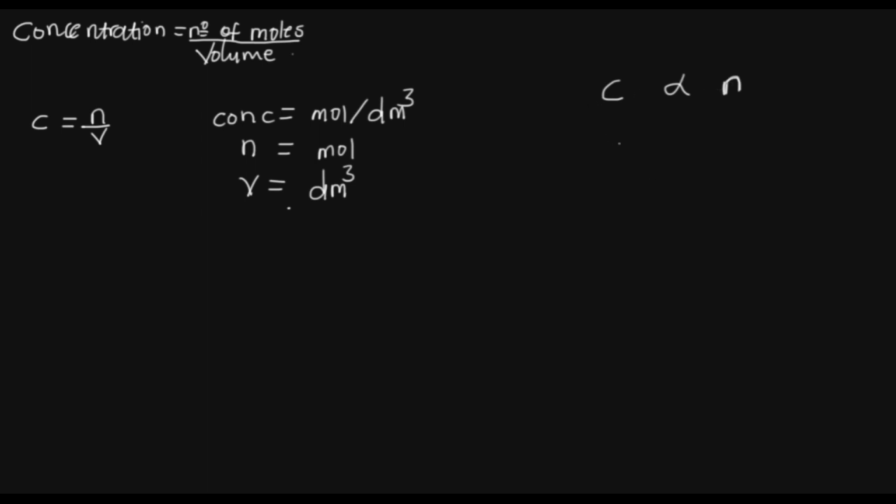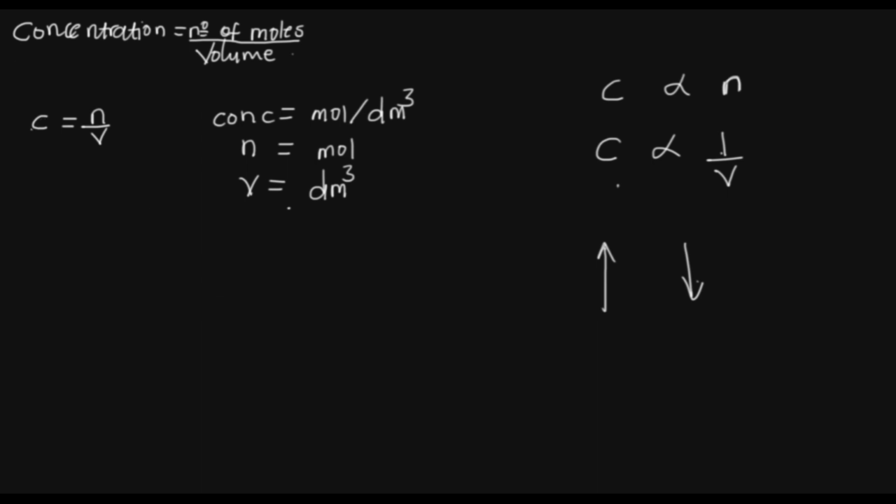Now, what of concentration and volume? Concentration and volume are inversely proportional. What this means is that if the concentration increases, the volume will go down, or if we increase the volume, we are expecting the concentration to go down. So an inversely proportional relationship describes that if one factor increases, the other factor decreases.